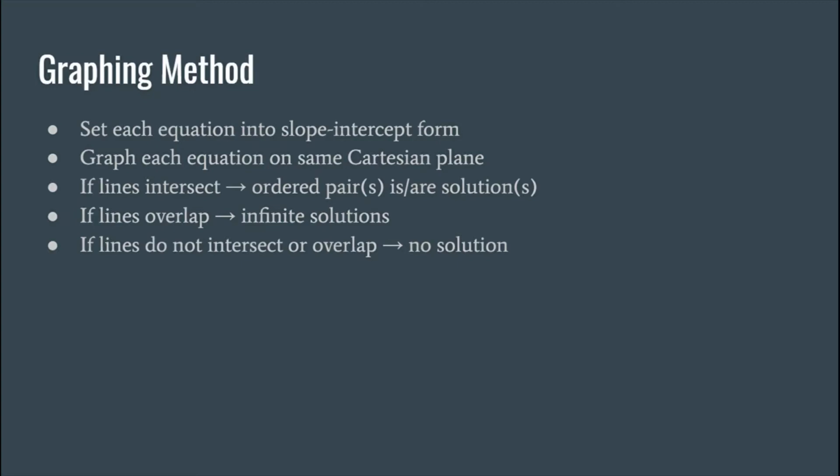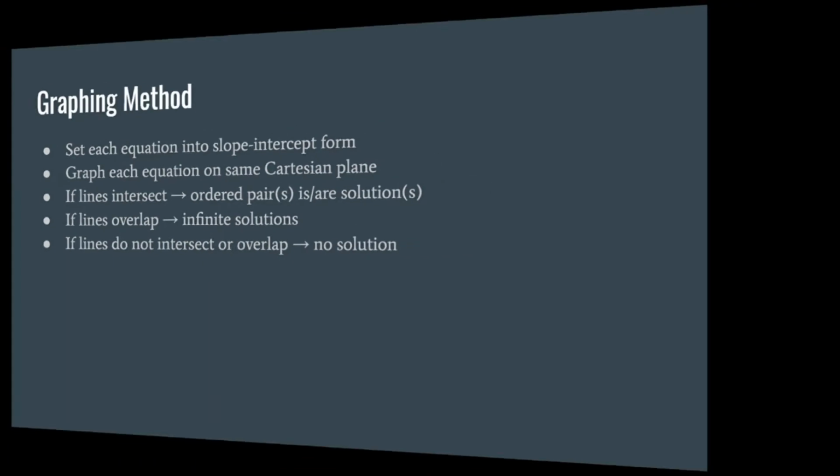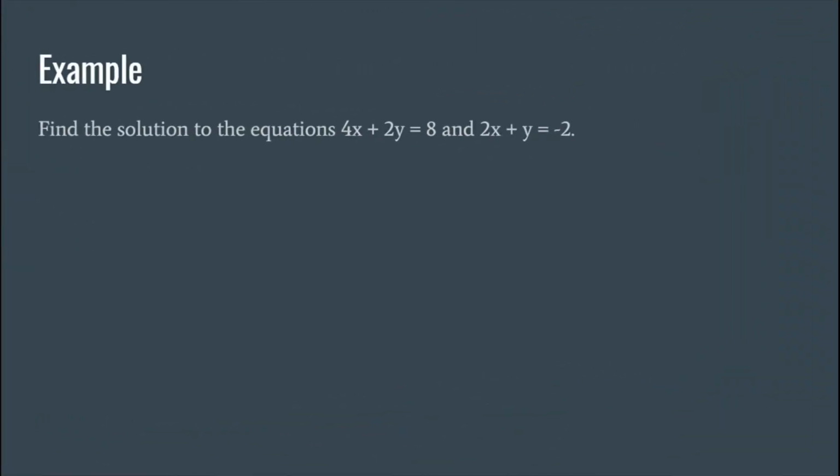Okay, so let's take a look at a couple of examples here. So we're going to find the solution to these two equations here. 4x plus 2y equals 8. 2x plus y equals negative 2. So first step was to put these into slope-intercept form, because we're going to graph these. Okay, so basically we're solving for y. Okay, so there's that equation there. Then we'll do the other one. Same thing, we'll solve for y.